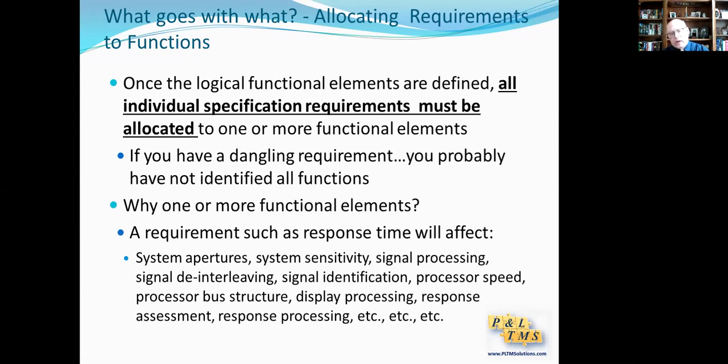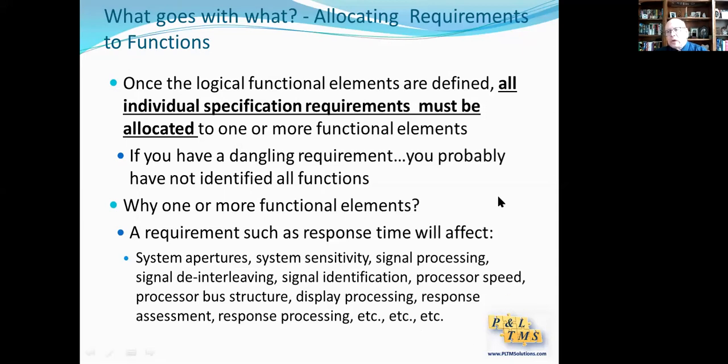And why was it critical? Because if you didn't do it fast enough, you were probably dead, right? So it was critical. So that requirement, something such as system response time, affects the aperture design, the system sensitivity, signal processing algorithm and speed, the interleaving, the signal identification, the processor speed, the processor structure, display processing, response assessment, response process, et cetera, et cetera, et cetera.